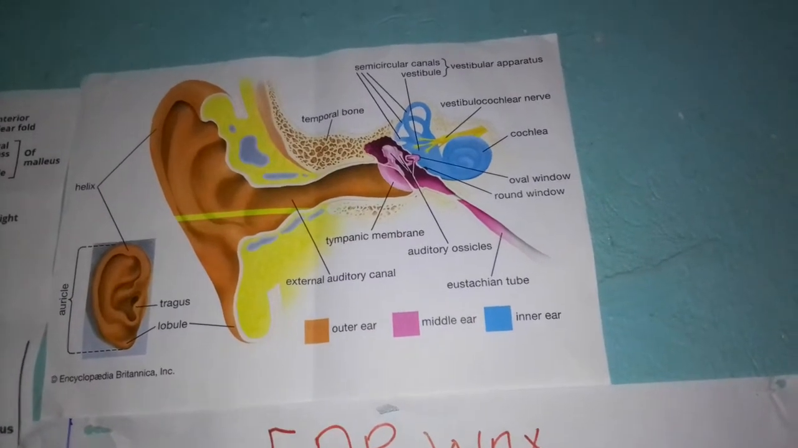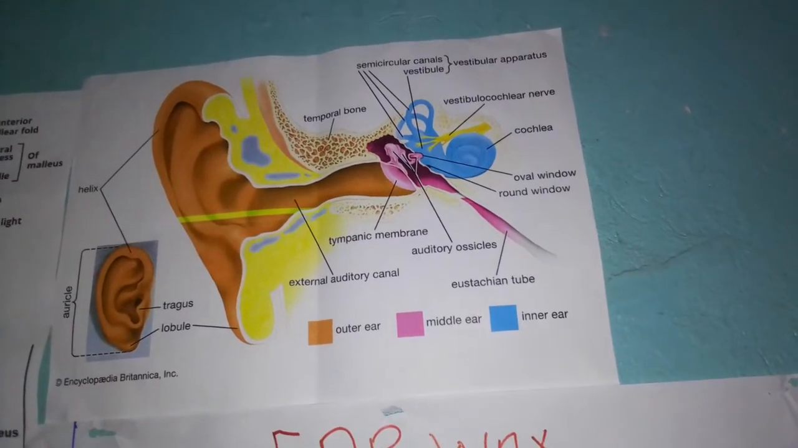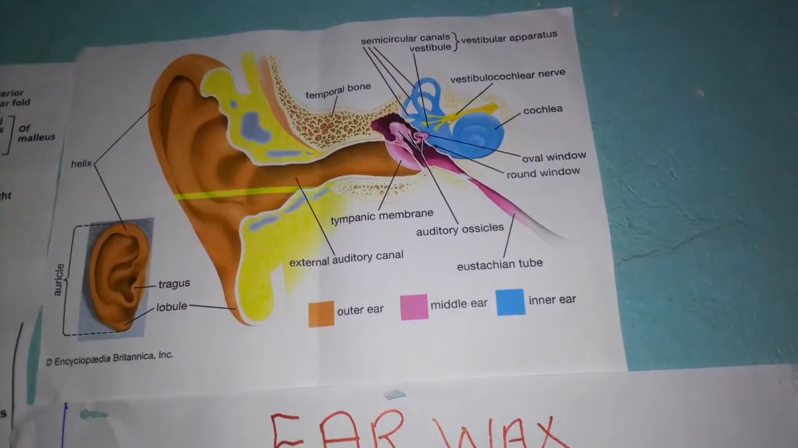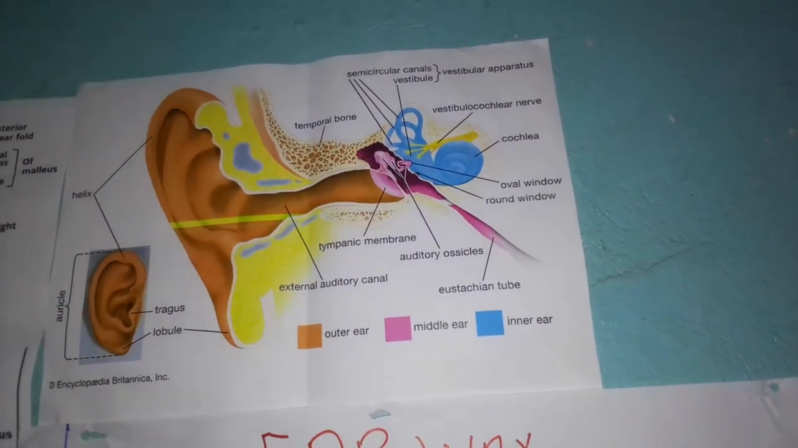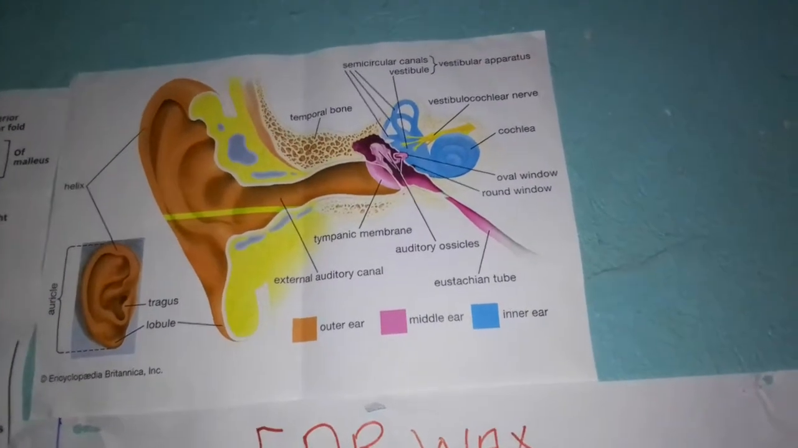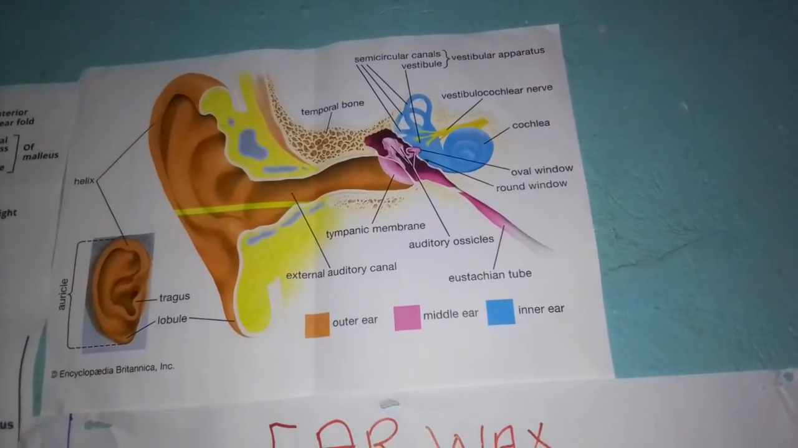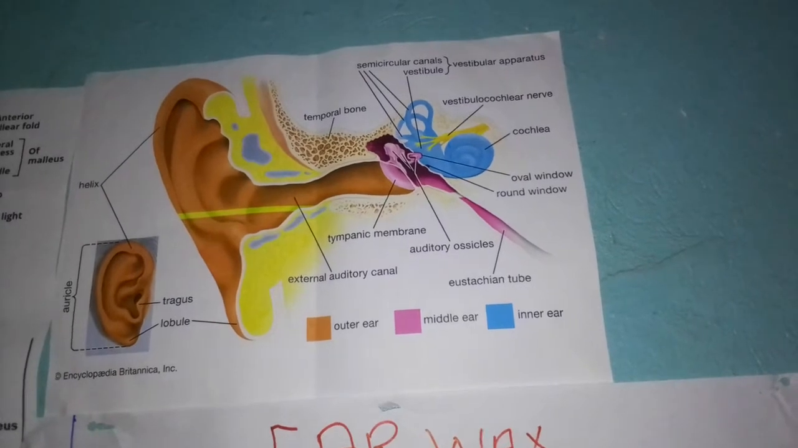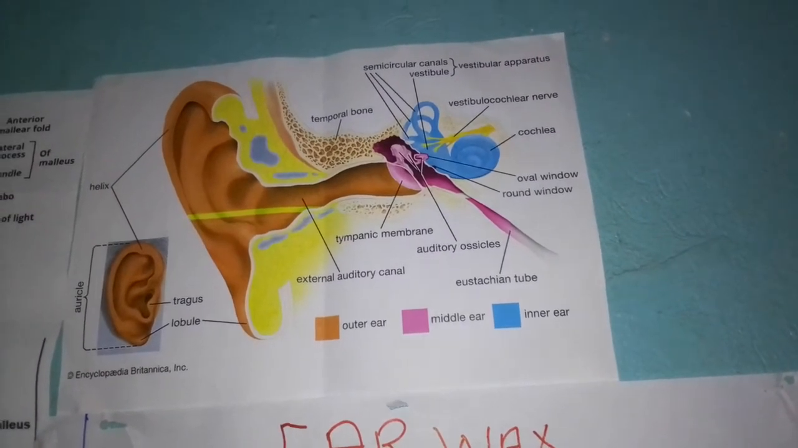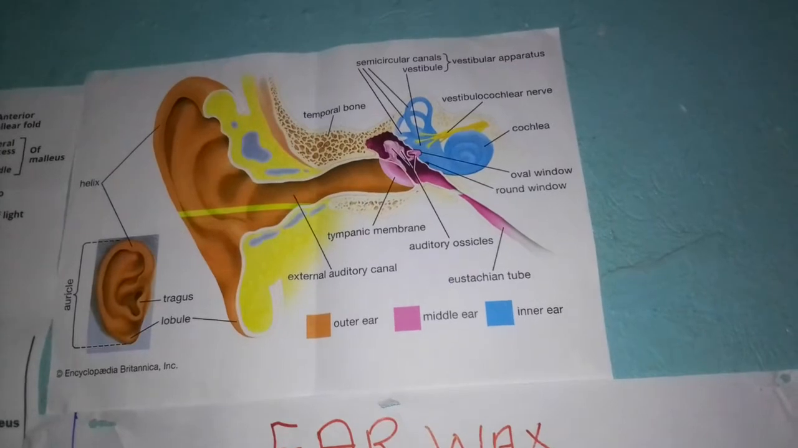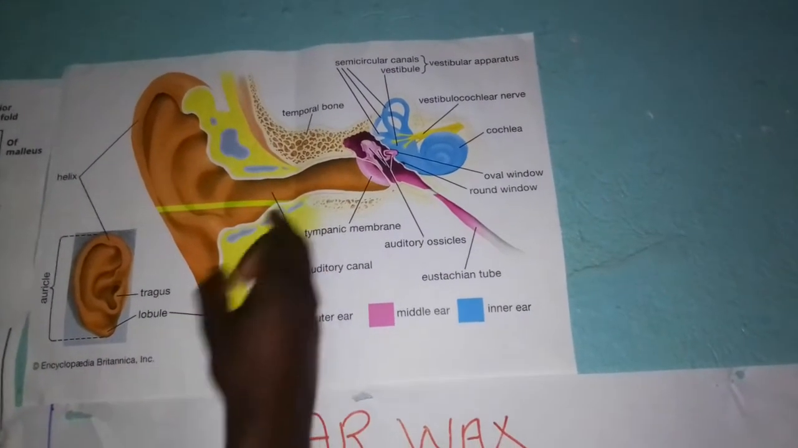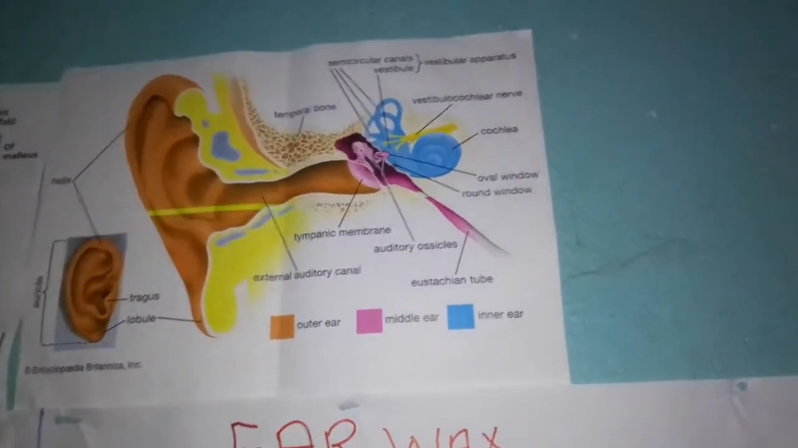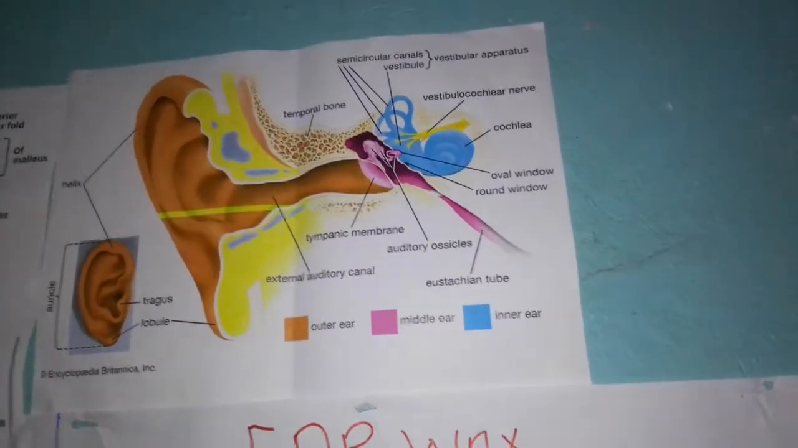Today we're discussing impacted earwax. Before we go to the impacted earwax, let's have a quick review of the anatomy of the ear. The ear is divided into three main parts: the outer ear, the middle ear, and the inner ear. We have the helix, and the auricle, which contains the tragus and the lobule. Then you have the external auditory canal, which leads us to the tympanic membrane. That's where the middle ear begins.